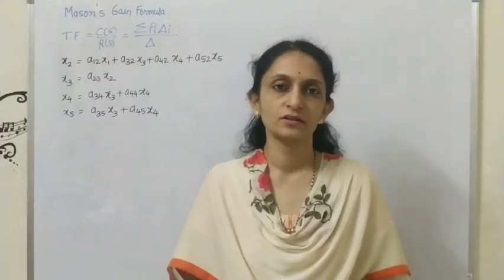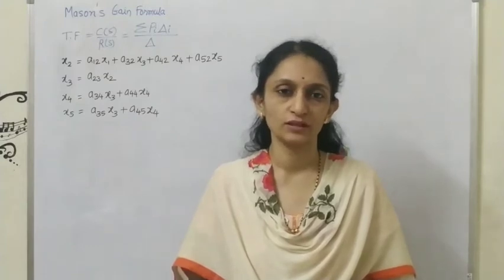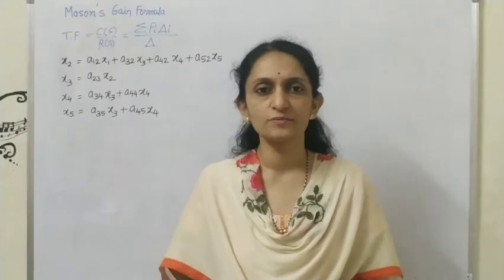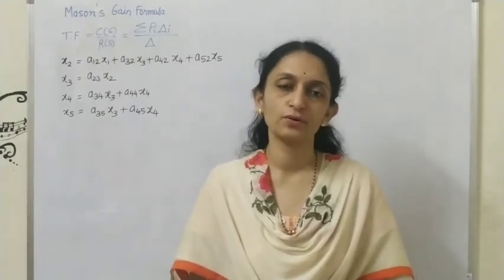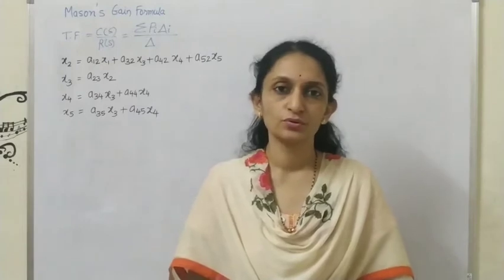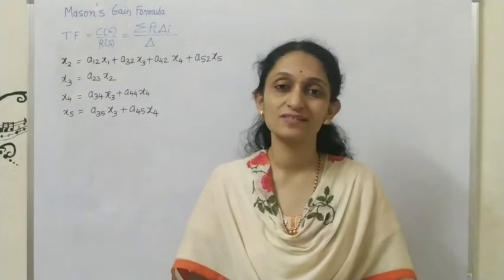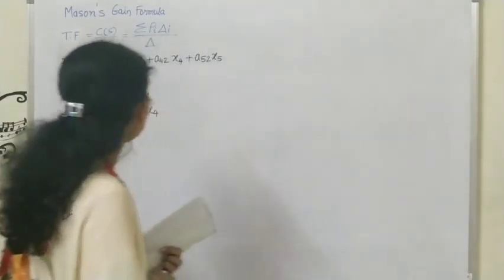Hello students, today we will solve a numerical based on Mason's gain formula, that is, signal flow graph. This SFG can be drawn in different ways. You have to find the transfer function from the signal flow graph. So here we are solving one numerical where equations are given. In that equation you can check.